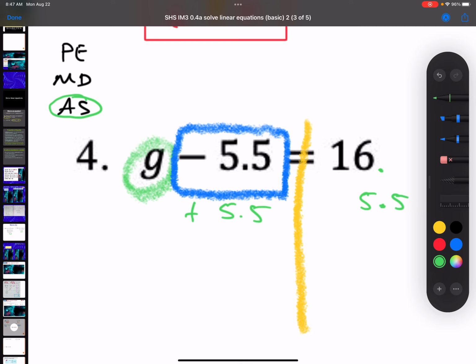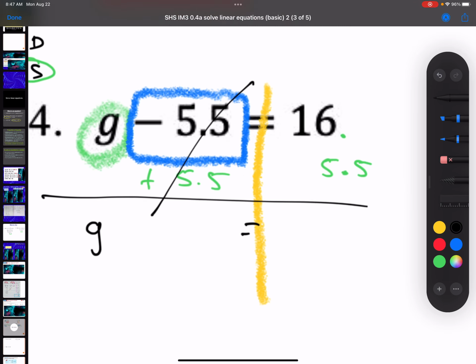Line up your decimal points. This will equal 0. G equals $21.50, right? There's a 0 there.